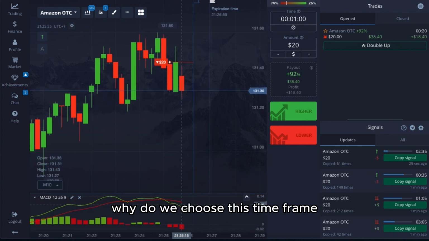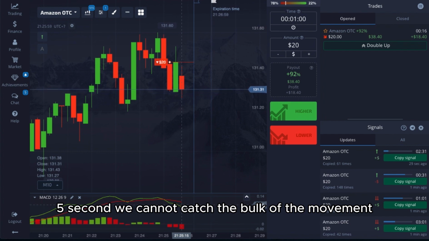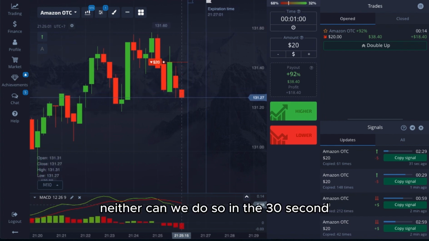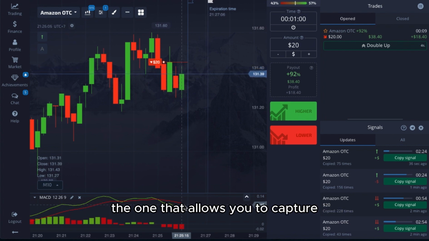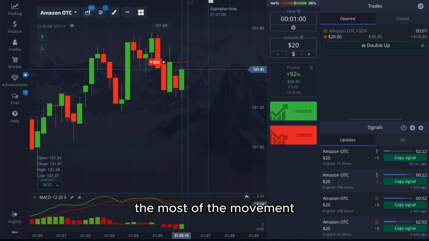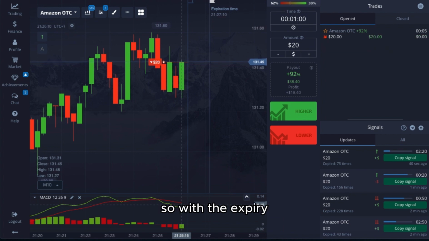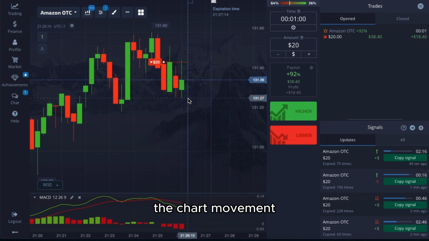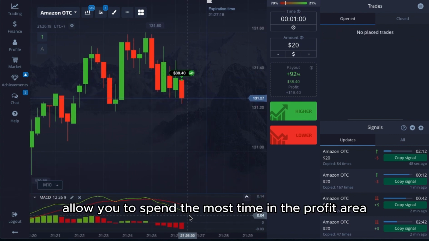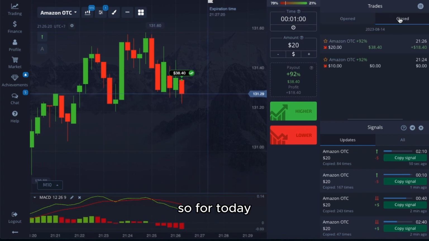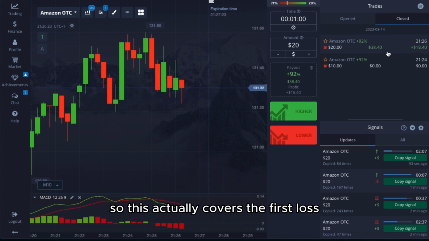Why did we choose this time frame? As mentioned, on the 5 second we cannot catch the bulk of the movement. Neither can we do so in the 30 second. I always believe that the time frame should be the one that allows you to capture the most of the movement. So with the expiry and also the chart movement, it should allow you to spend the most time in the profit area. So this is quite a good result. So for today, on a good slate, this actually covers the first loss.